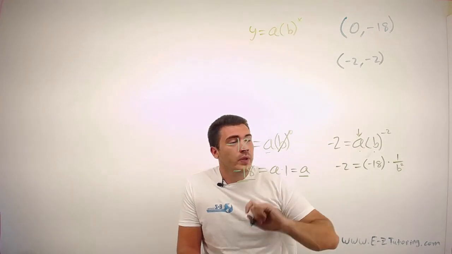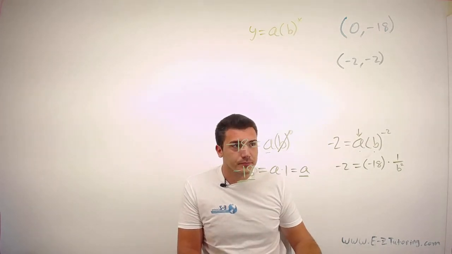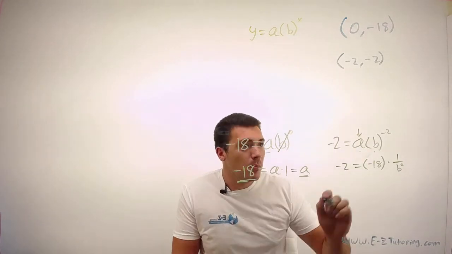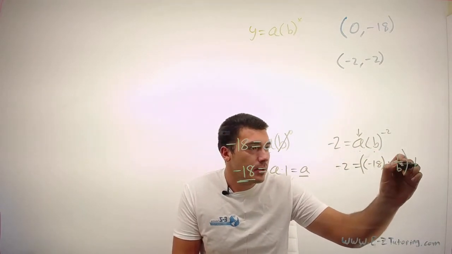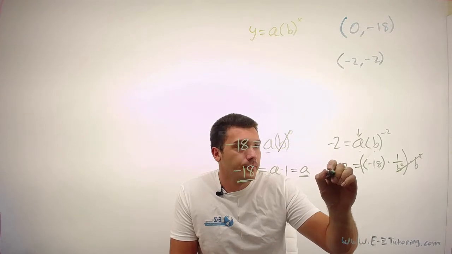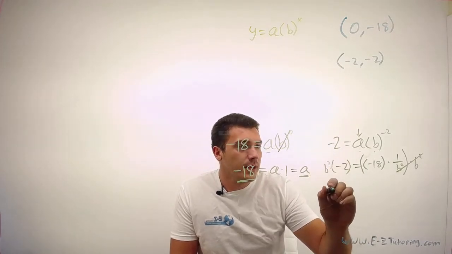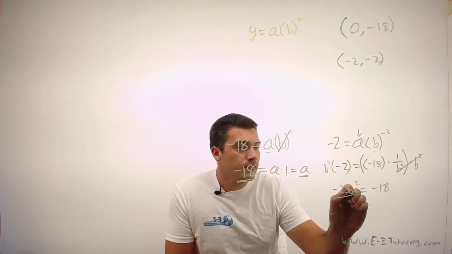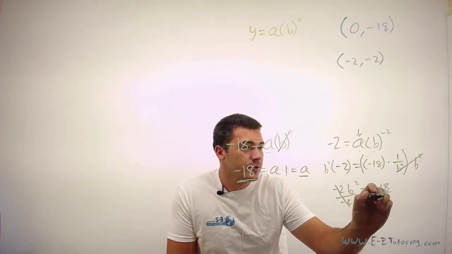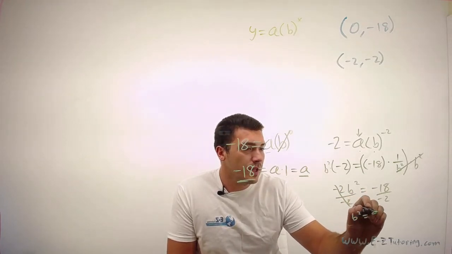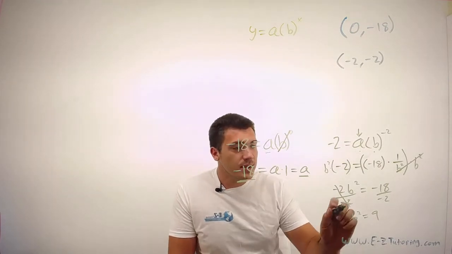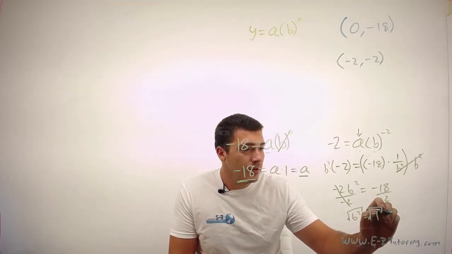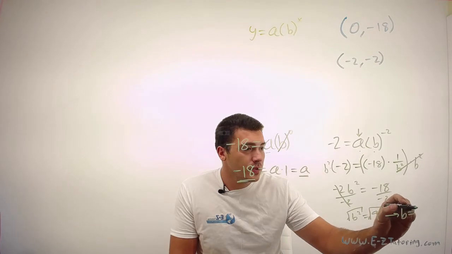So we don't like having b squared on the bottom. If we want to solve for b squared, it'd be easier if we can get it on the top. So let's multiply by b squared on each side. So we get -2b squared equals -18. We divide by -2 on each side, so we get b squared equals 9. So now you just have to get rid of that square. So you square root both sides, and you get that b is equal to 3.